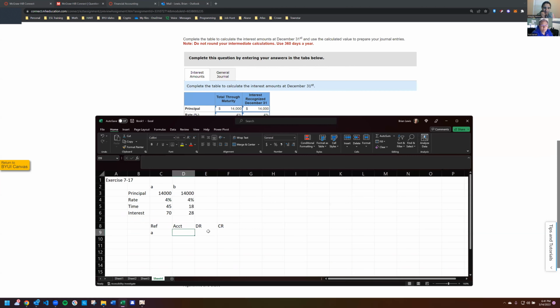Okay, so reference on A, we're going to have interest expense for 70. Credit's going to be for 70, and it's usually going to be an interest payable. Yeah, interest payable. And this is going to be the same thing for B, but for 28. Interest recognized December 31st.